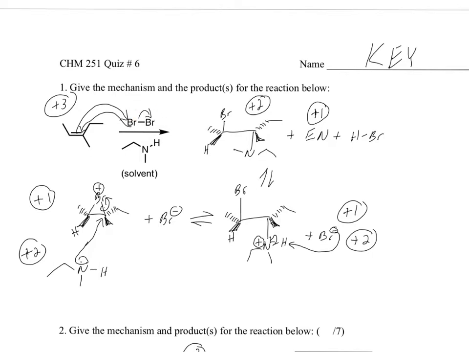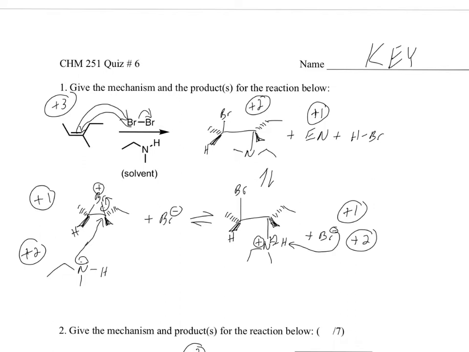Pi bond, Br2, polar protic solvent. So this is not a halogenation, this is going to be a halohydrin, which means we know the solvent is going to add to the more substituted carbon. We know the first step is going to have 3 arrows. We know that the bromine and the solvent are going to be trans to each other. So we know the regioselectivity and the stereospecificity.